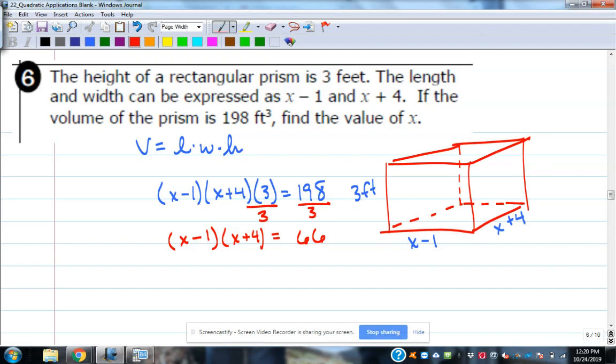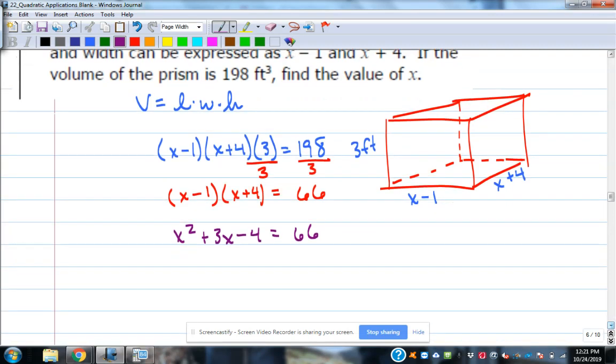Now what do I do? All right, I got to multiply that stuff out. So x squared plus 3x minus 4 equals 66. Take away 66. x squared plus 3x minus 70 equals 0. And that looks like it'll be an easy one to factor.